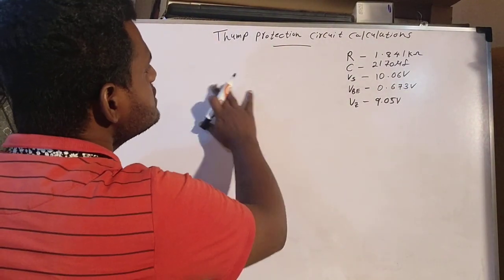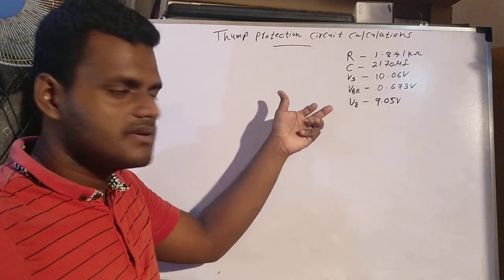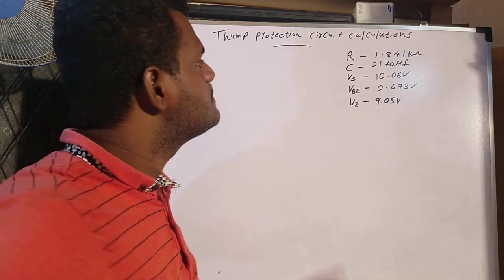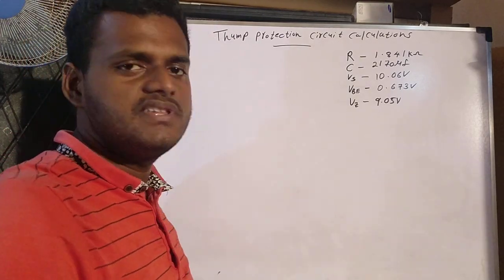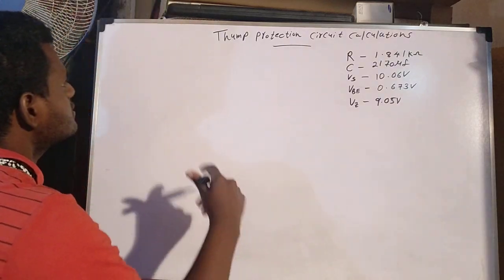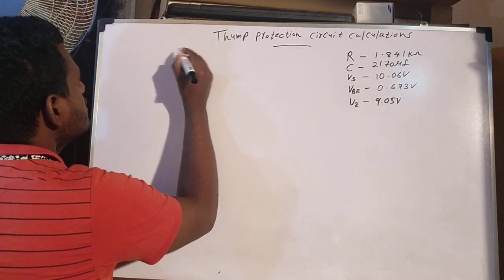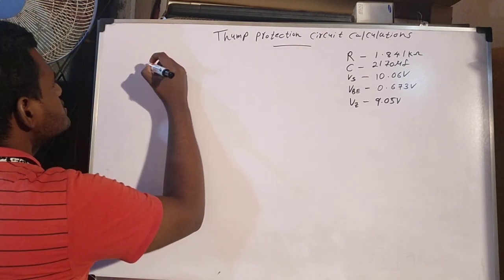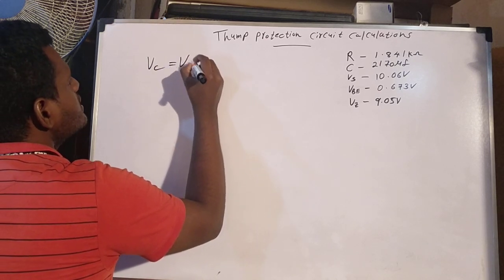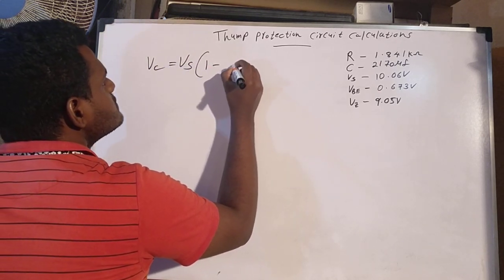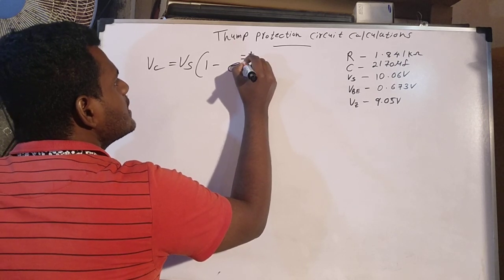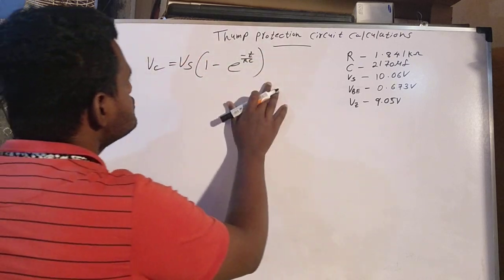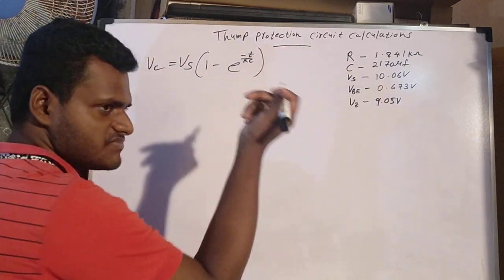Okay, in here these are our practical values. So then we had to find four parameters. One is the delay of our circuit. We can find the delay using the RC time constant charging equation. The equation is Vc equals Vs times 1 minus e to the power minus t divided by RC. This is our charging equation, and t is our time delay.